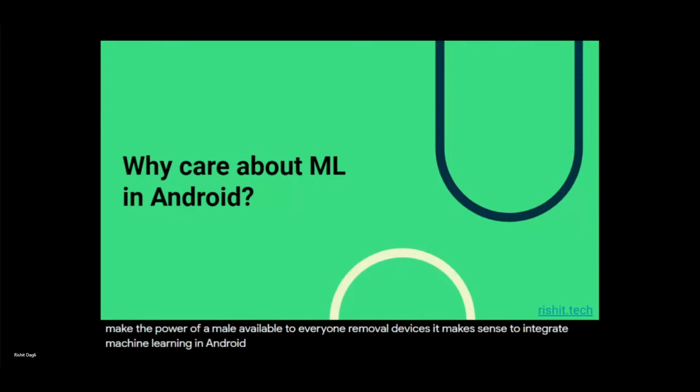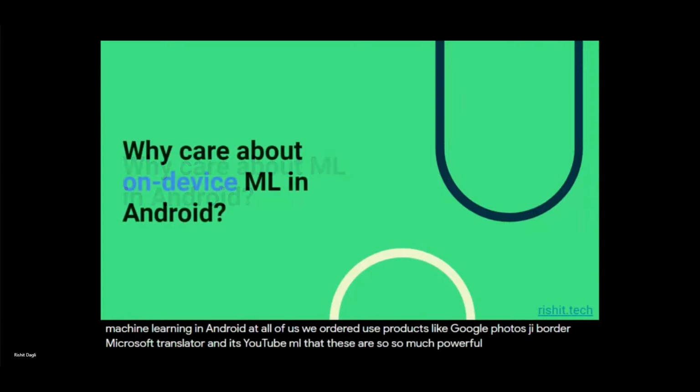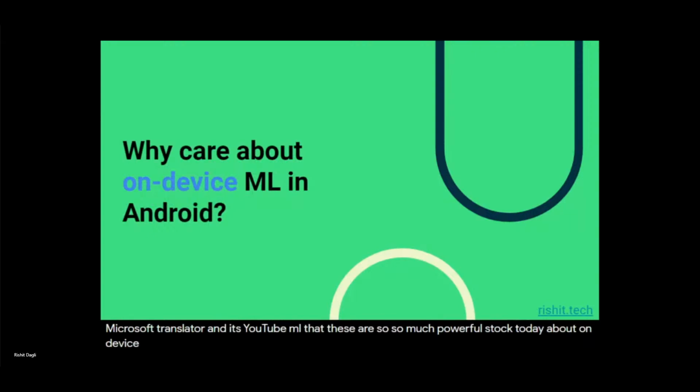And all of us already use products like Google Photos or Gboard or Microsoft Translate, and it's due to ML that these are so much more powerful. We are going to majorly talk today about on-device ML, for reasons which we'll soon see. And Android 11 has a lot of cool stuff for on-device ML.